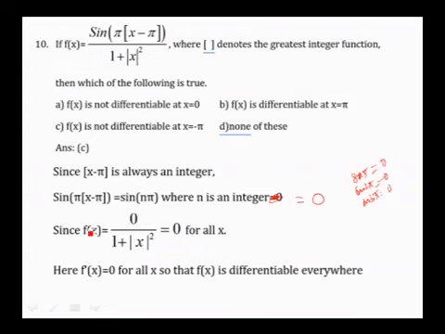Since f(x) is 0 over 1 plus mod x square, that is equal to 0 for all x. So if you substitute this sin pi into integral part of x minus pi, it is always 0 for all x. So f(x) is equal to 0 over 1 plus mod x square, which is equal to 0 for all x. Here f dash x equals 0 for all x, because see, f(x) value is 0, f(x) itself is 0.